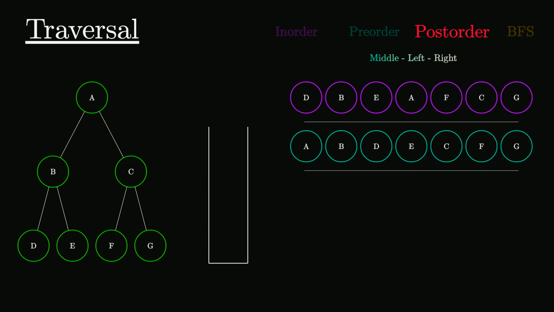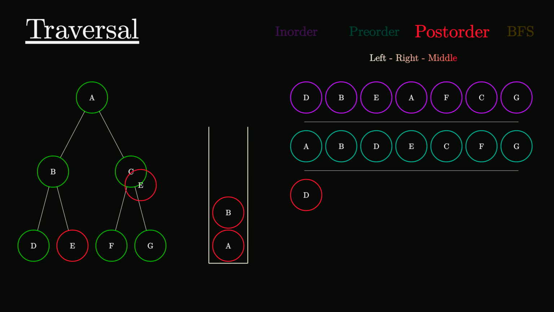For the final depth-first traversal, we have post-order traversal. This is similar again to the previous two traversals, with an order that goes left, right, middle. Starting at the root, traverse down left as far as possible. Once we reach D, add D to the array. Since we're at the bottom, backtrack to B and turn right to E.